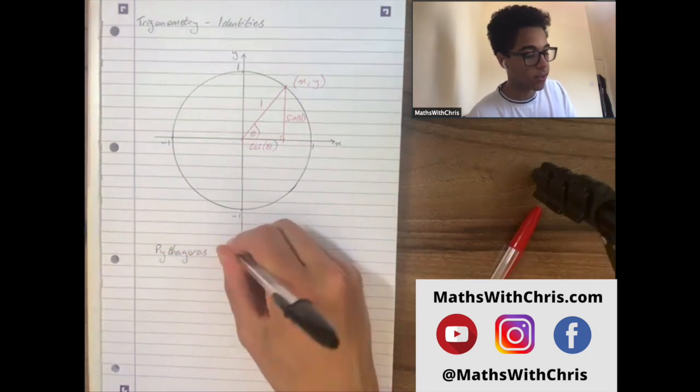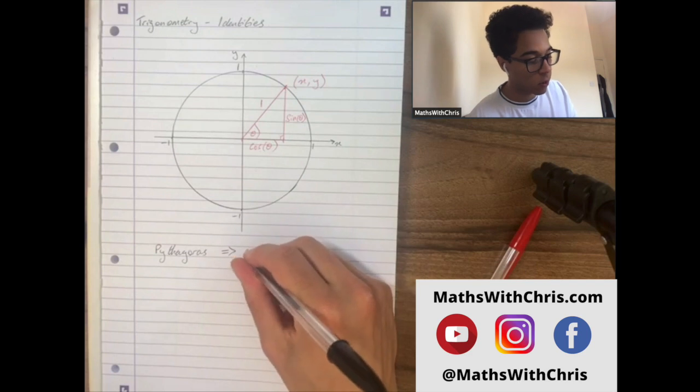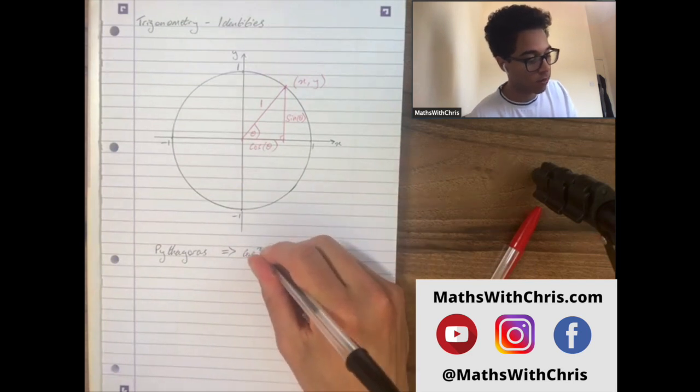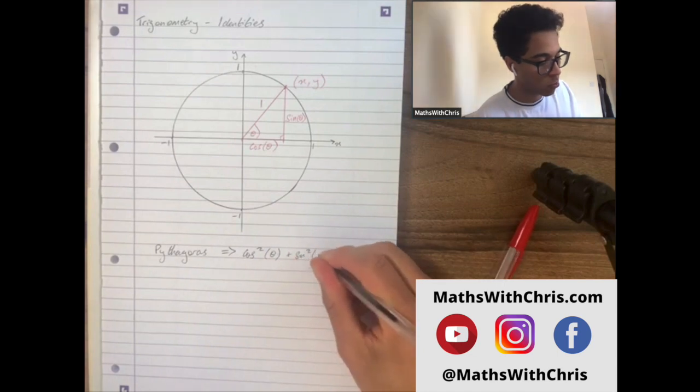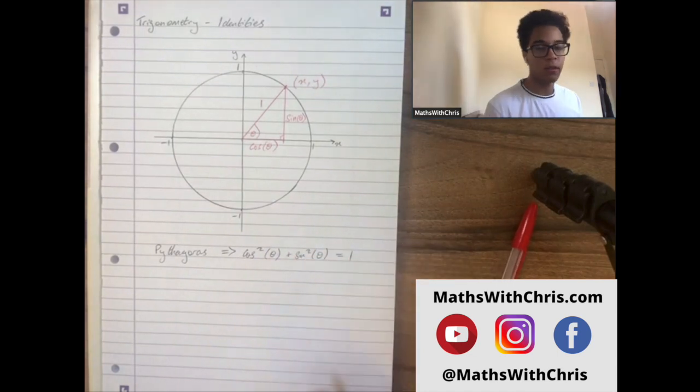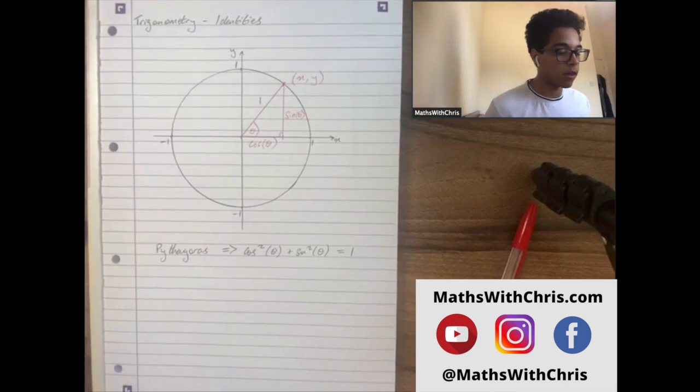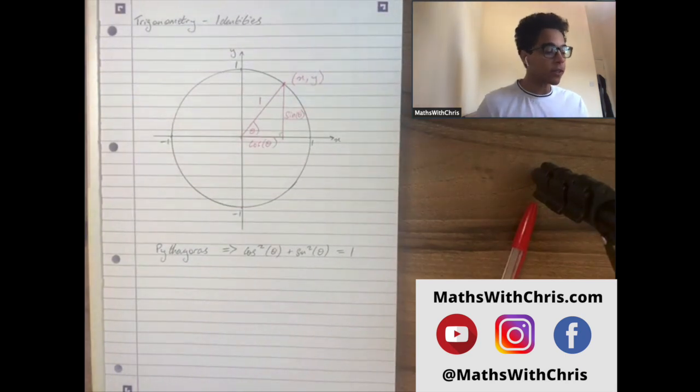And this tells us that cos squared theta plus sine squared theta equals 1. So this is our first trig identity that we can use when solving equations. And it all comes from the unit circle.